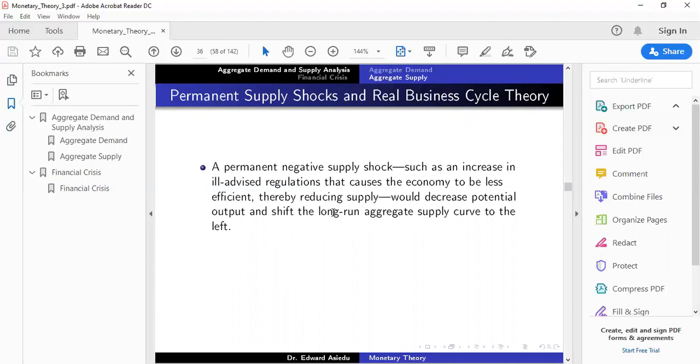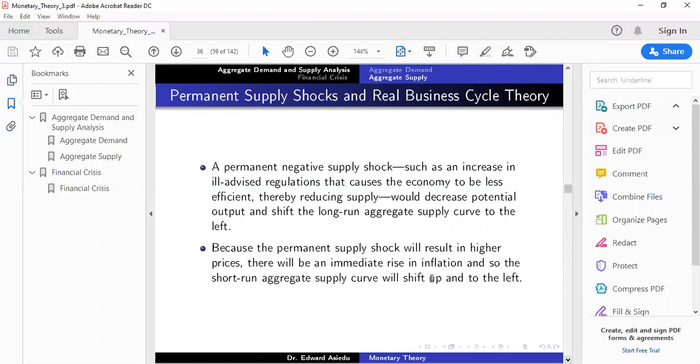Supply shock, negative or positive. So it decreases potential output. As I said, the long run is the potential output, and it shifts the long-run aggregate supply curve to the left. Anything that negatively affects your long-run output, your potential output, will create a new, reduced potential, shifting the long-run aggregate supply curve to the left. Because permanent supply shocks result in higher prices, there will be an immediate rise in inflation, and so the short-run aggregate supply curve will shift upward to the left also.